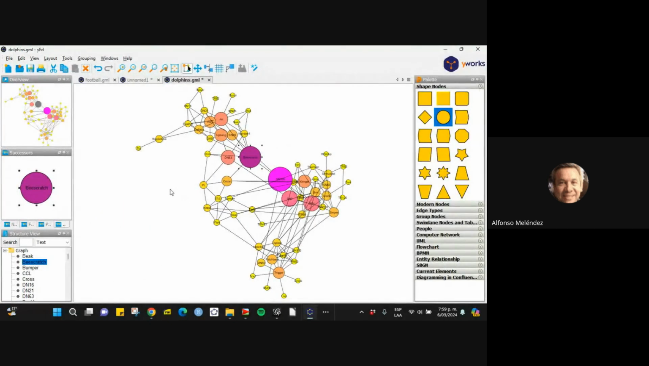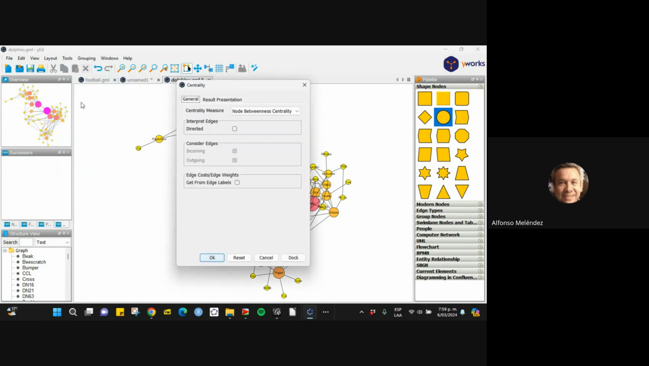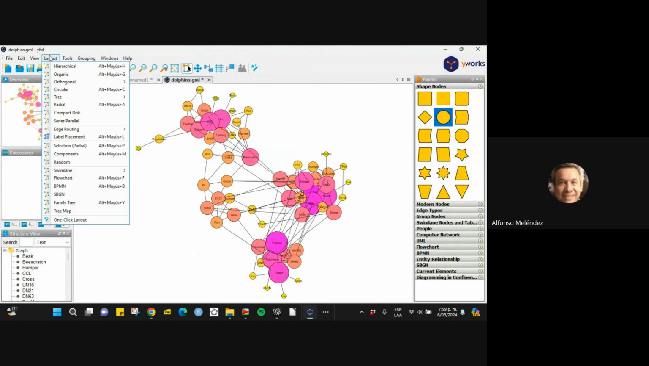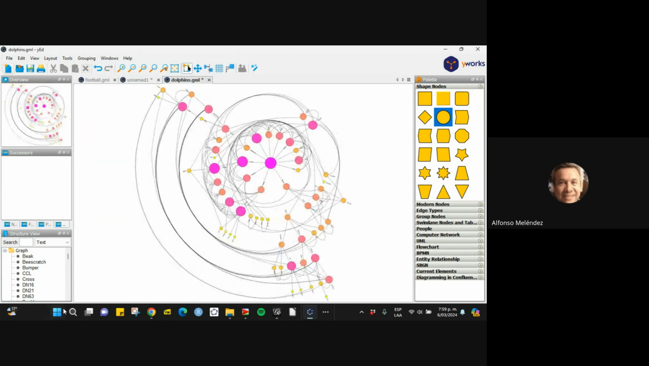what I want to show you is a tool I found two weeks ago. It's very similar to Gephi. And I'm not sure, but I guess that it is better than Gephi. Look how beautiful this is, for example. This is the Dolphins network. This is betweenness centrality, but if you want degree centrality, look. Layouts, look, this is very beautiful. Look at this, for example, a radial layout of the network.